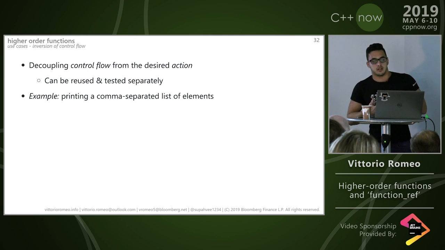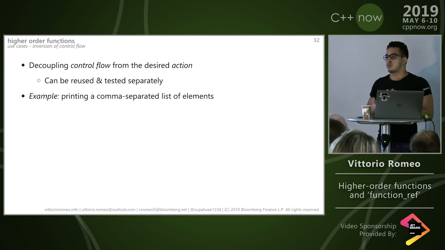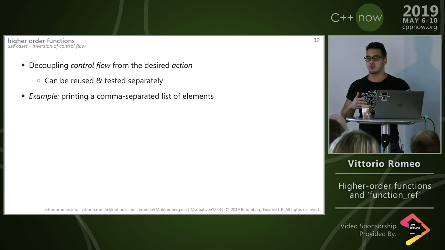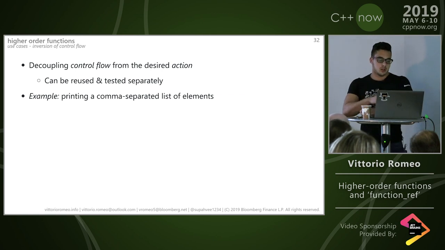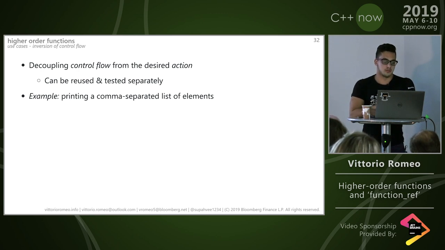So why is this a good thing? Not only does it give you performance benefits, but also both the control flow and the action can be tested and reused separately. So you can imagine that a complicated algorithm might be easier to test if you have a simpler action, or a complicated action might be easier to test outside of the algorithm where it's going to be used. So this kind of thing is useful to enhance your code quality and reusability.